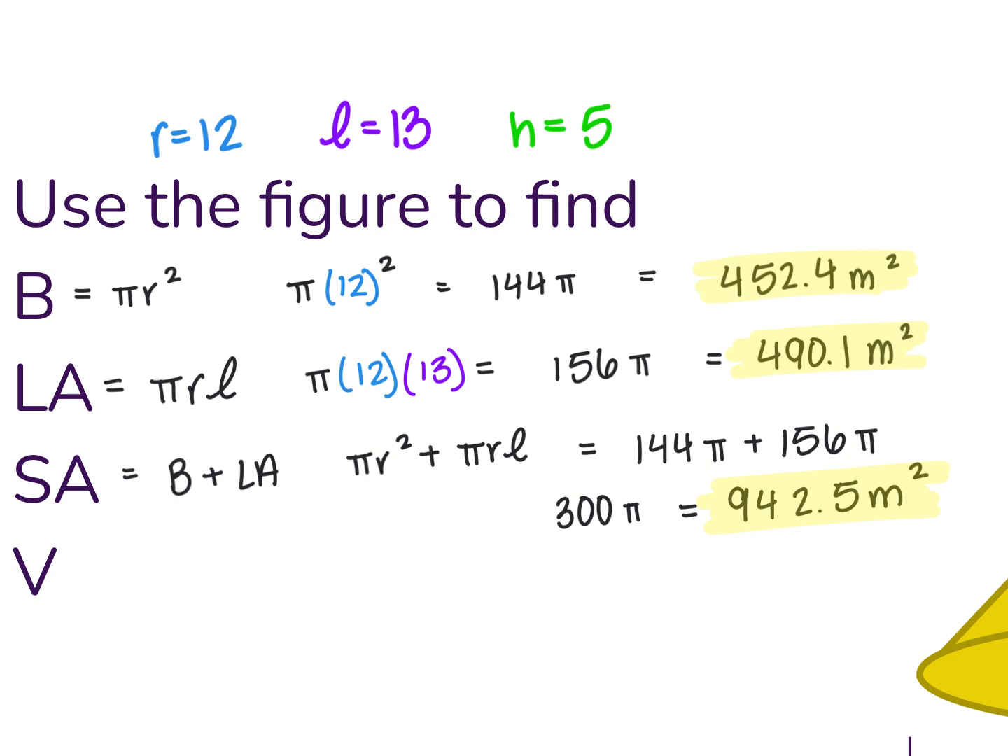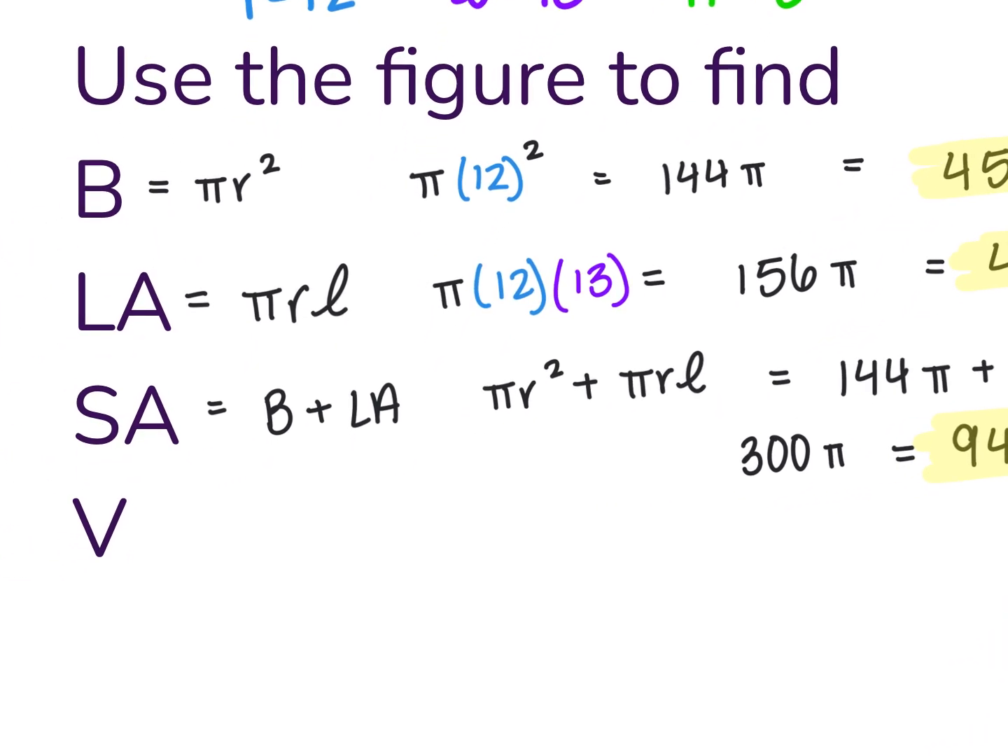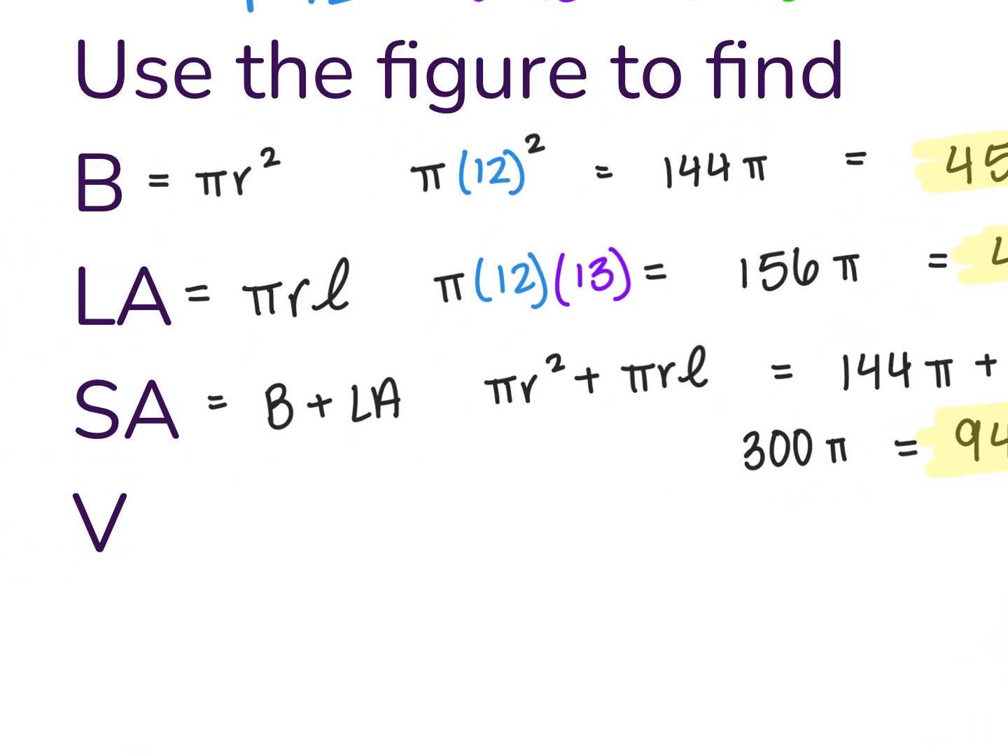Okay, keep in mind I'm just taking it in terms of pi. So that's a good way when you guys are solving. Leave it in terms of pi until the very end, because your decimals can get messed up depending on what you're doing. And then looking at the last one, volume.